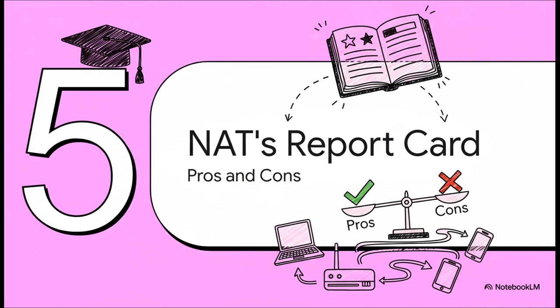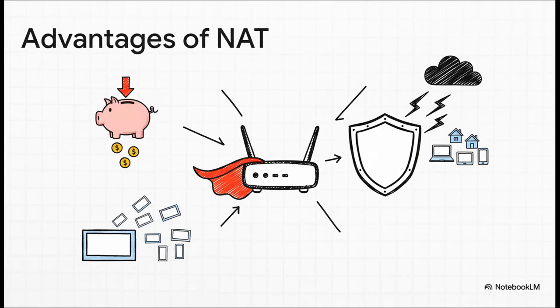So, after everything we've talked about, what's the verdict? Let's give NAT a proper report card and look at the good and the not so good. On the plus side, NAT is an absolute superstar. Its main job was to save IPv4 addresses, and it did that brilliantly. But it also gives you a fantastic security bonus. By hiding all your devices behind one address, it acts like a basic firewall, making it really hard for bad actors on the internet to target your computer or phone directly. Plus, it saves companies a lot of money.